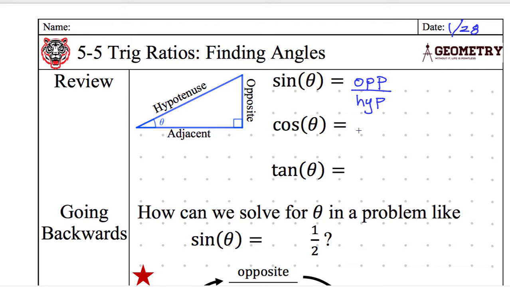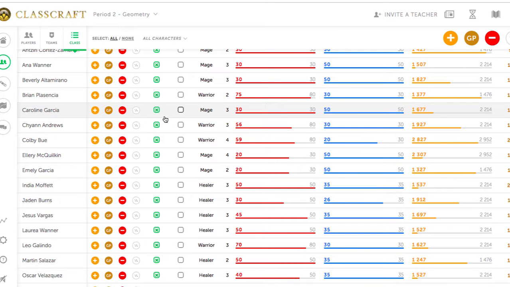All right, cosine. What is cosine? Tons of hands. Chewy. Adjacent over hypot. Adjacent over what? Hypot. Okay. Well, we'll take it.